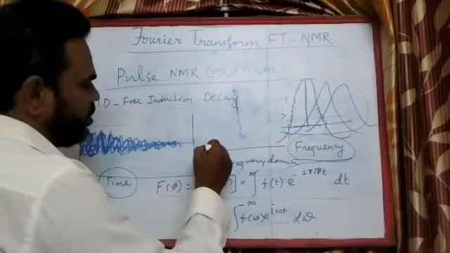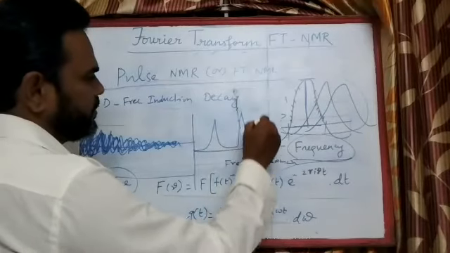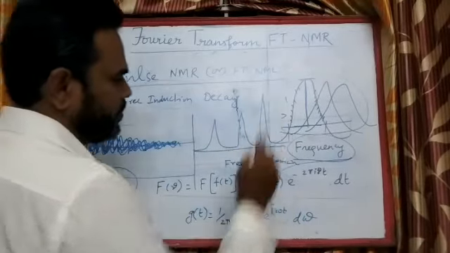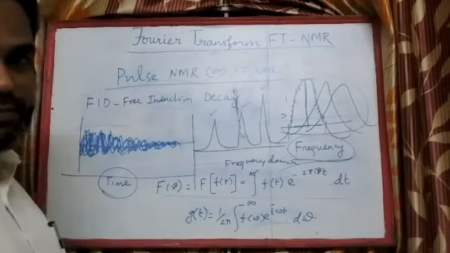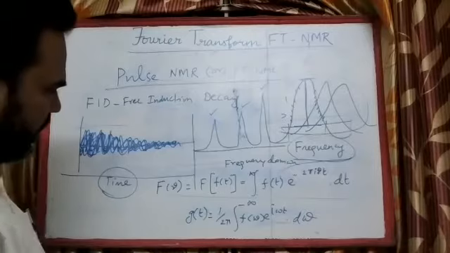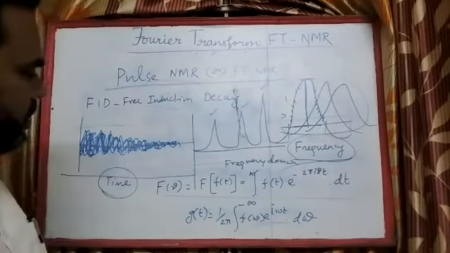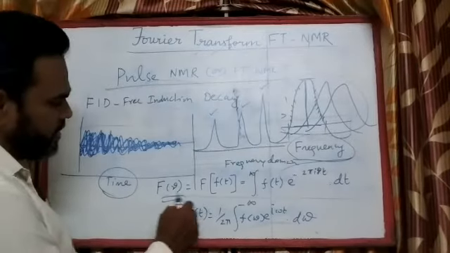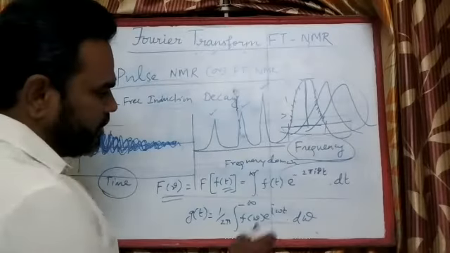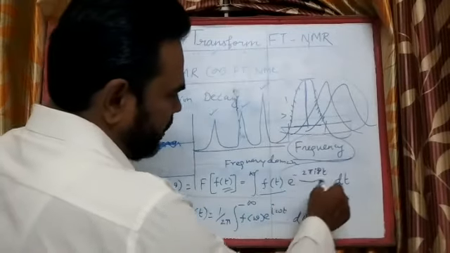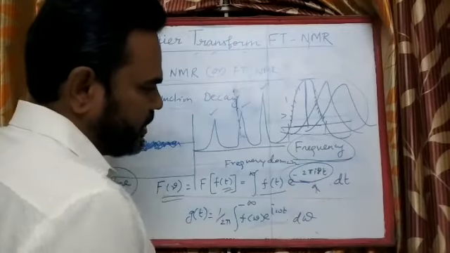Okay, so the frequency domain spectra will separate. You will get one particular frequency for each proton. This formula shows the Fourier transformation of frequency. F of mu is the frequency domain factor, and f of t e power minus 2 pi i mu t is the time domain factor converted into the frequency domain.